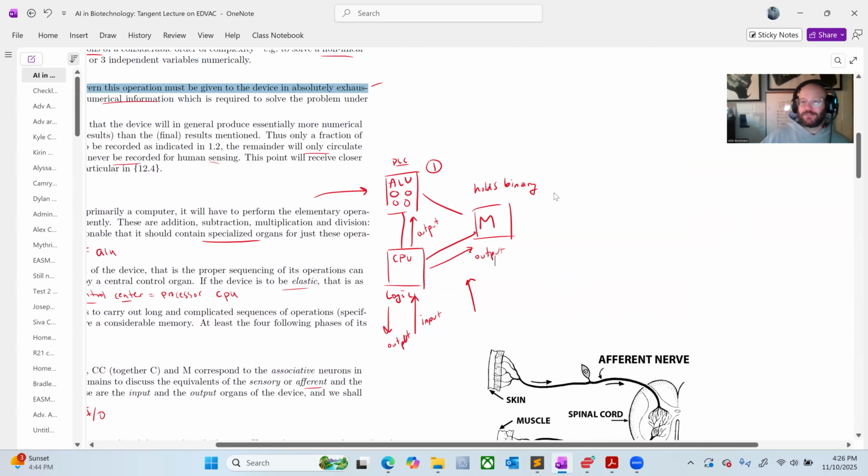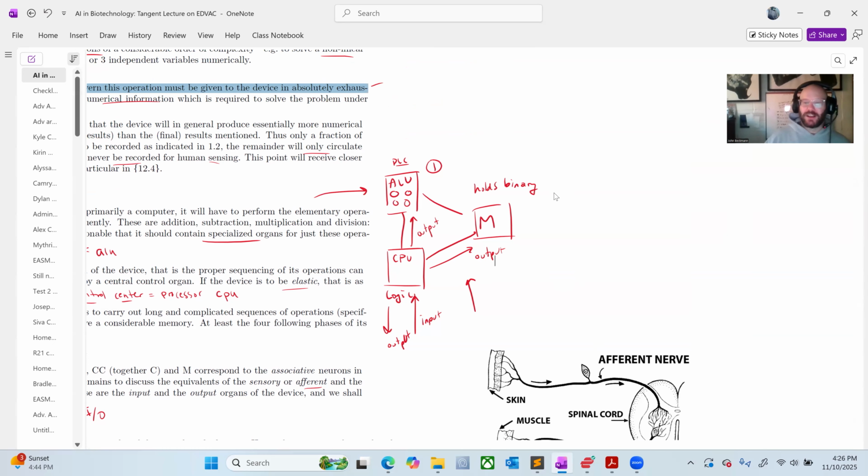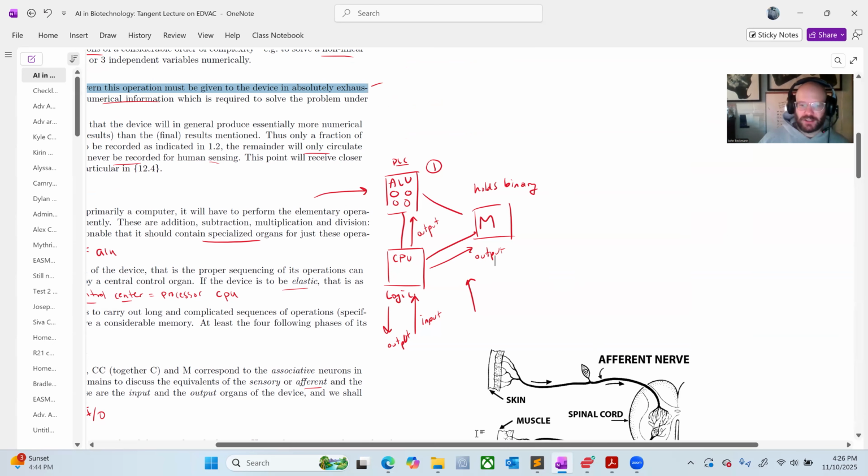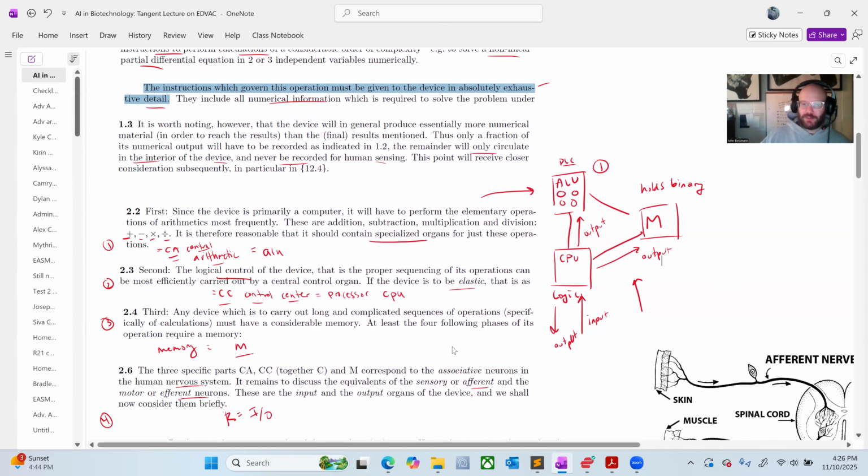So he's understanding a little bit about biology, a little bit about the brain, and he's designing the first computer based off the structure of the brain, which is actually very interesting, especially for my biology followers. You'll find that very interesting, that the first computer was largely designed based on biological principles.